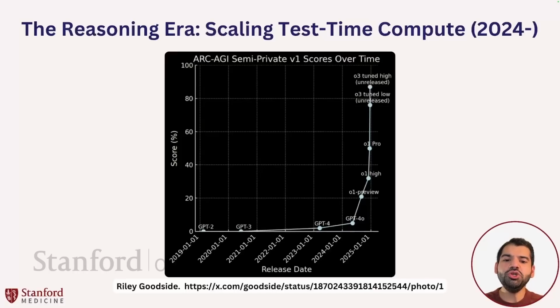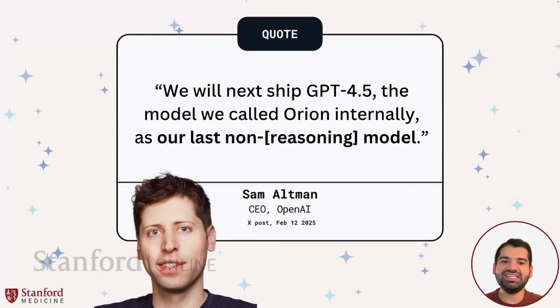So naturally, in this new reasoning era, AI companies are focusing on scaling test time compute. In fact, Sam Altman, OpenAI CEO, previously tweeted that GPT 4.5, which has since been released, will be their last non-reasoning model. This signals a formal shift. The future is about scaling and optimizing test time reasoning.